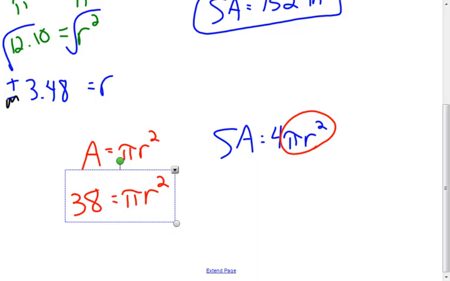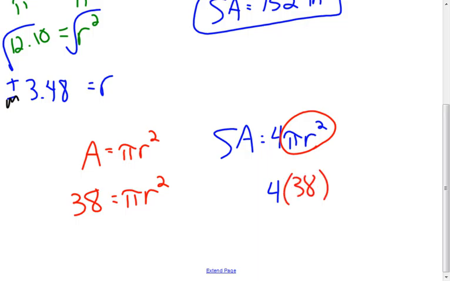According to this equation, I could just replace the pi r squared over here with 38. So I could take 4 and multiply it by 38. If I take 4 and multiply it by 38, I end up with 152 square inches.